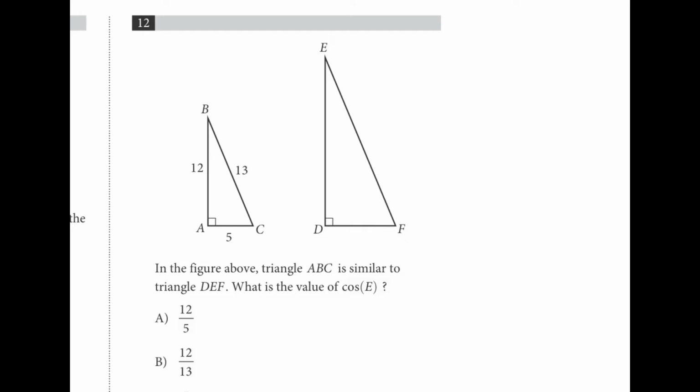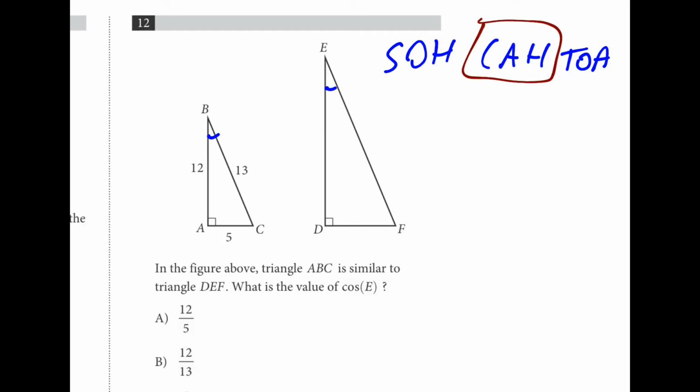Number 12, similar triangles. Since they are similar, that means that the angles are the same and that the side lengths are proportional. So if they want to know what the value of cosine E is, I can use the adjacent and the hypotenuse from the smaller triangle, because these angles are going to be congruent. So this goes back to SOHCAHTOA, and since I'm using cosine, I want the adjacent over the hypotenuse.